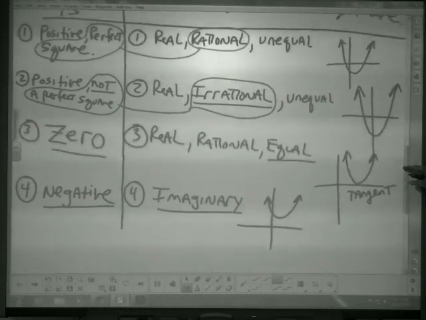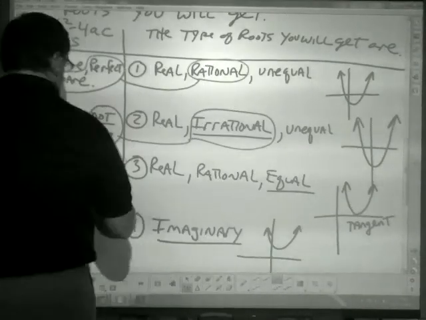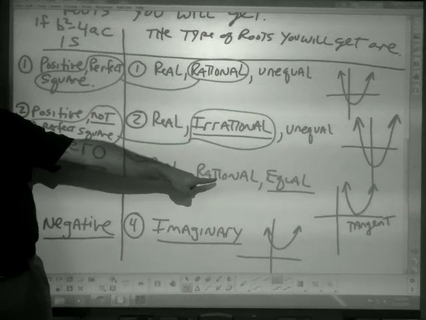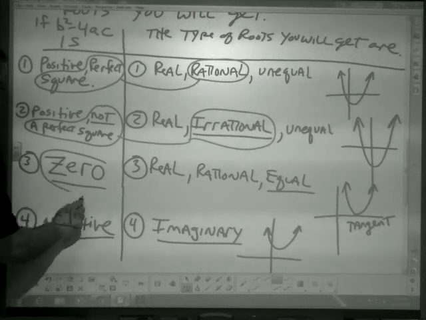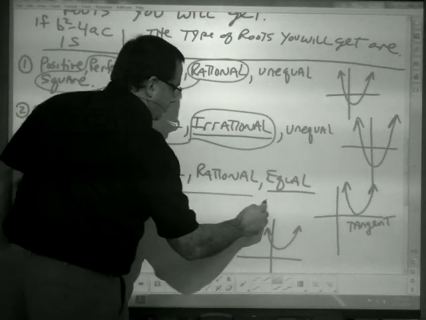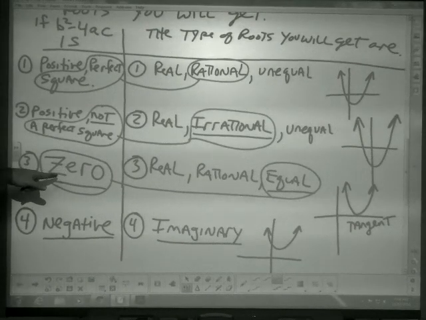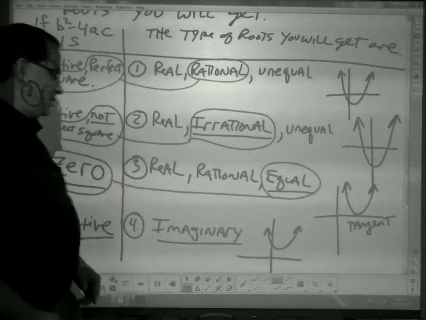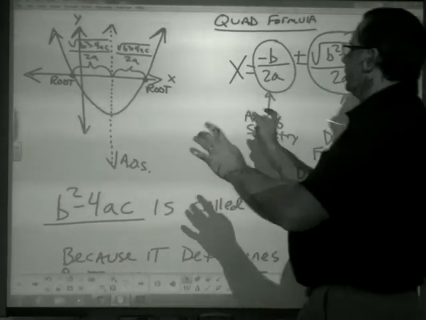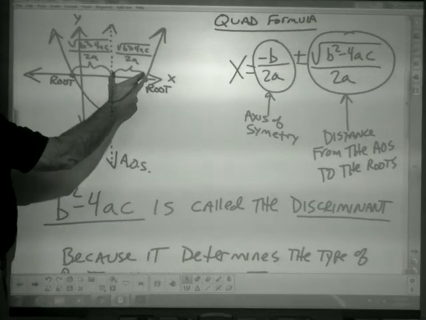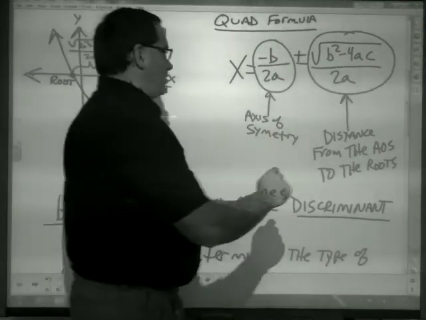Okay? If the b squared minus 4ac turns out to be 0, not only is it rational, because 0 is a perfect square, it's equal. And so I want you to link the value of 0 to the word equal. What happens is if this has a value of 0, then this distance is 0, because 0 divided by anything is 0, and the parabola sits right on the axis of symmetry.